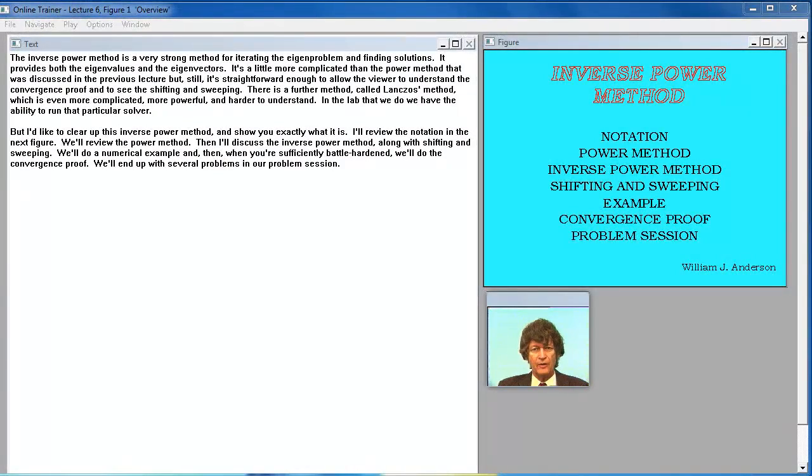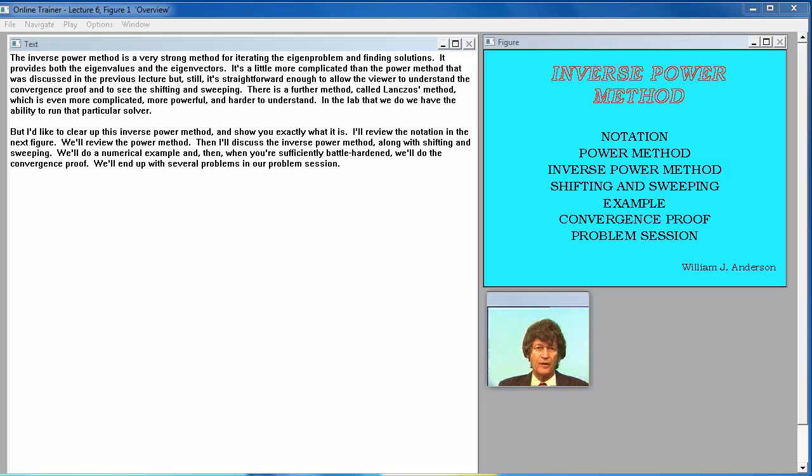The inverse power method is a very strong method for iterating the eigenproblem and finding solutions. It provides both the eigenvalue and the eigenvectors. It's a little more complicated than the power method that was discussed in the previous lecture, but still it's straightforward enough to allow the viewer to understand the convergence proof and to see the shifting and sweeping.